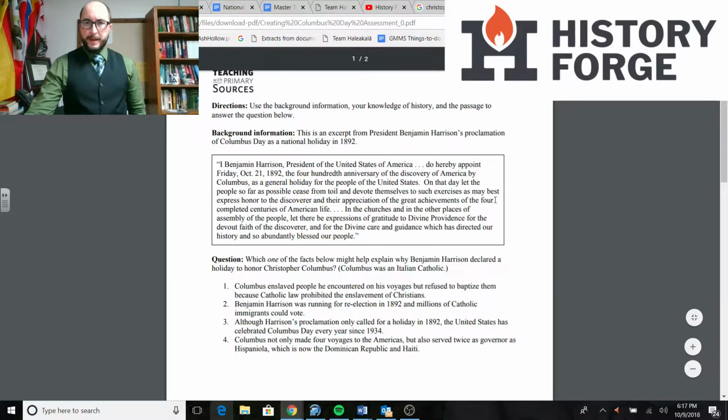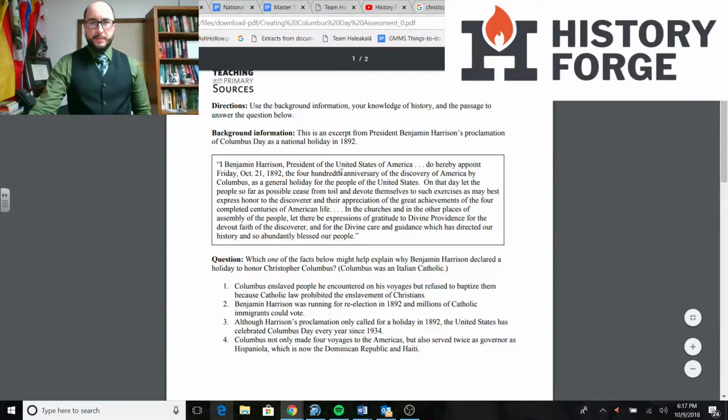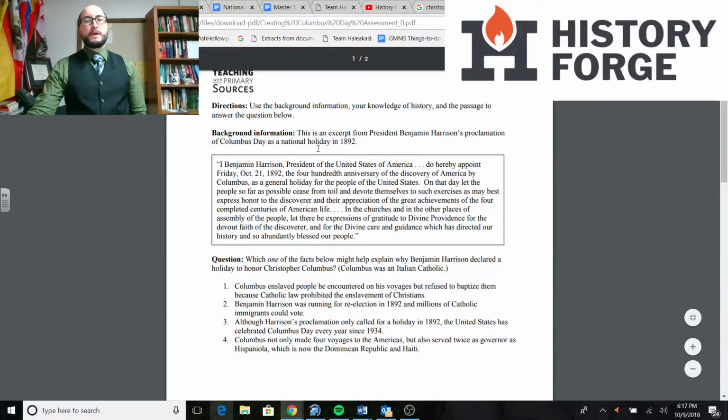Then if we look back at the original primary source, the primary source is this thing in the box right here. It says this is an excerpt from President Benjamin Harrison's proclamation of Columbus Day as a national holiday in 1892. So a guy named Benjamin Harrison, one of the presidents of the United States, declared that Columbus Day should be celebrated. We're going to look into why it got chosen, and link it to an outside fact. So this is the primary source, the thing my mouse is hovering over right now.